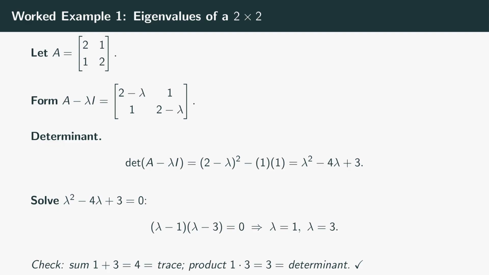Let's compute eigenvalues from scratch. Take the matrix with 2, 1 on top, and 1, 2 on the bottom. The same matrix we tested last episode. Step 1, form A minus lambda I by subtracting lambda from each diagonal entry. We get 2 minus lambda, 1, 1, 2 minus lambda.